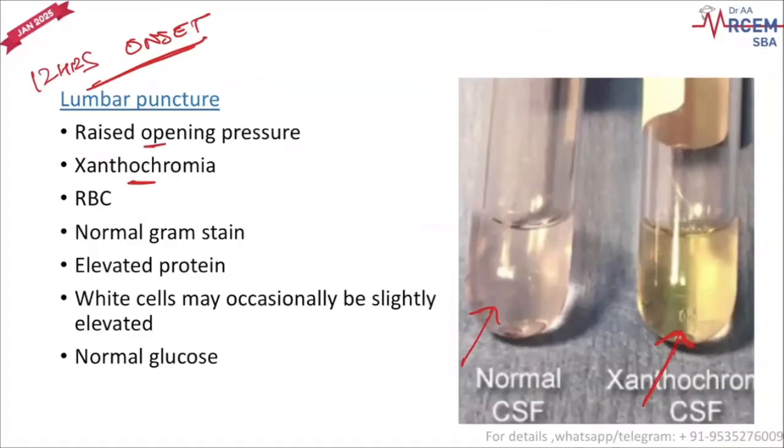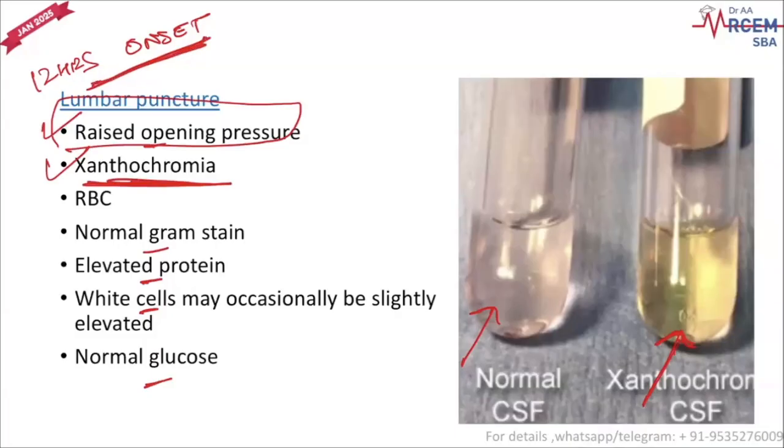Opening pressure might be increased. Gram staining obviously will be negative, or there will be no bacteria at all. Elevated proteins might be there. WBC count may occasionally be slightly elevated, normal glucose. So most of the things will be normal. The only two pathologies we will have are raised opening pressure and xanthochromia. Raised opening pressure is not a specific finding for an SAH. The specific finding is xanthochromia. That's what you're looking out for. LP needs to be done after 12 hours of the onset of the headache. Do not do it before that. It will be a waste.